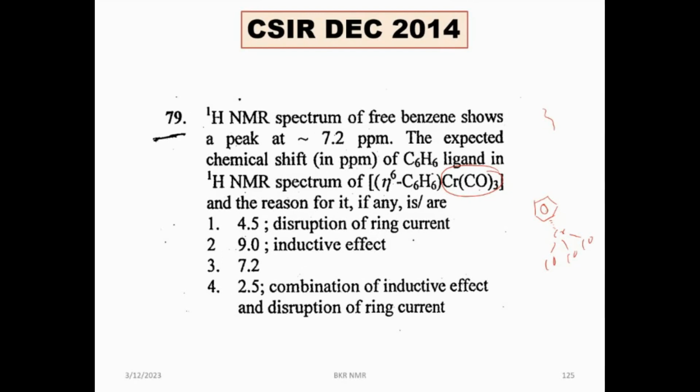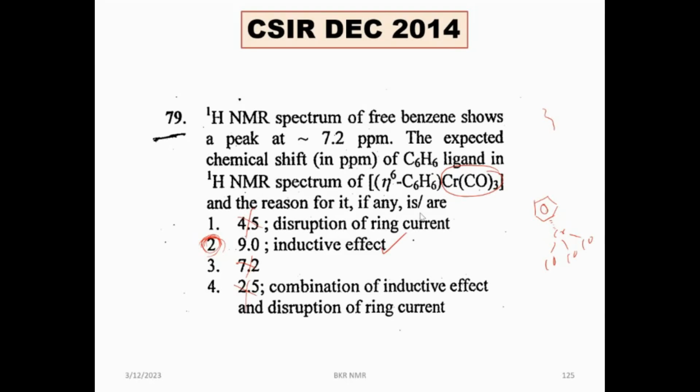Option 2, option B. It is a very simple question. Since we don't know what is there, we are just misleading ourselves. Okay, so it is 7.2? No chance. Something should happen. It cannot be so much de-shielded. 4.5? No chance. It is getting de-shielded because chromium is withdrawing the electron away from the benzene ring. So the answer is option 2. Is this clear, guys? Yes?